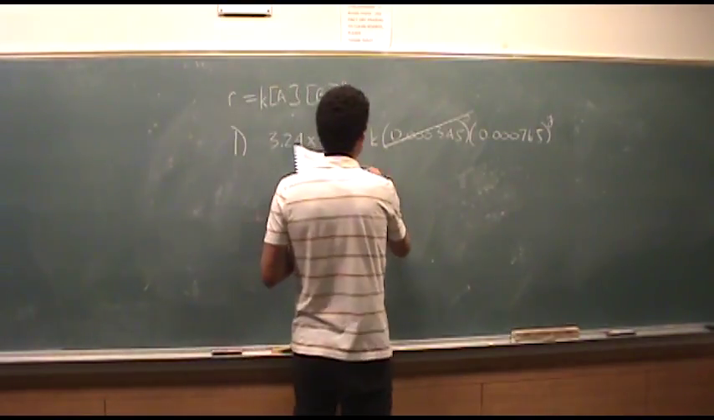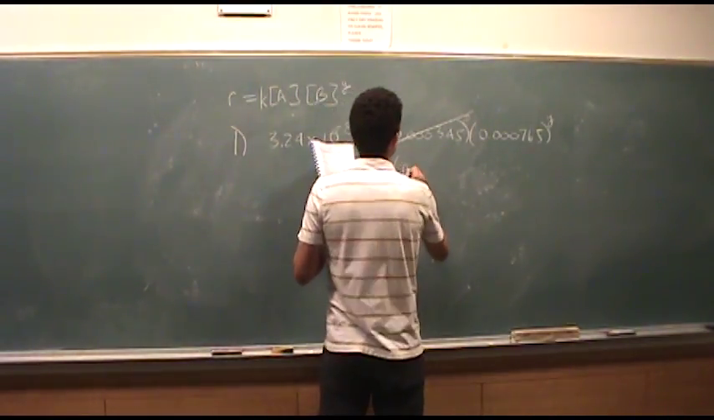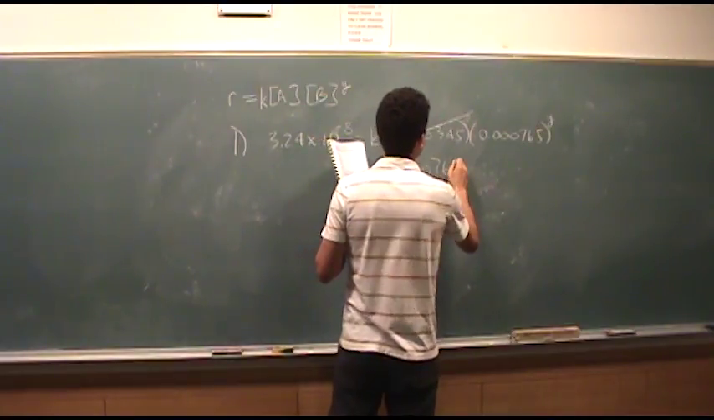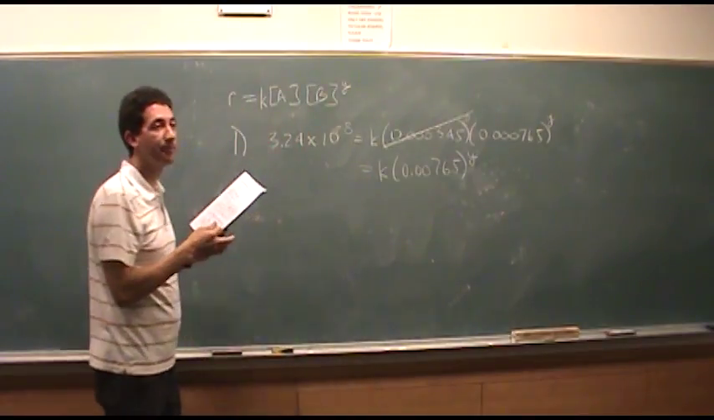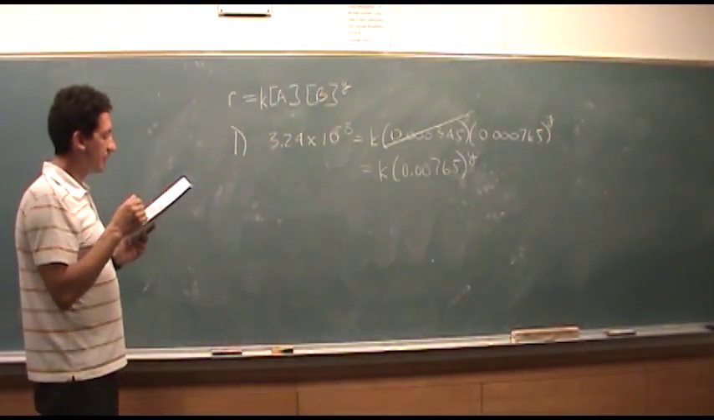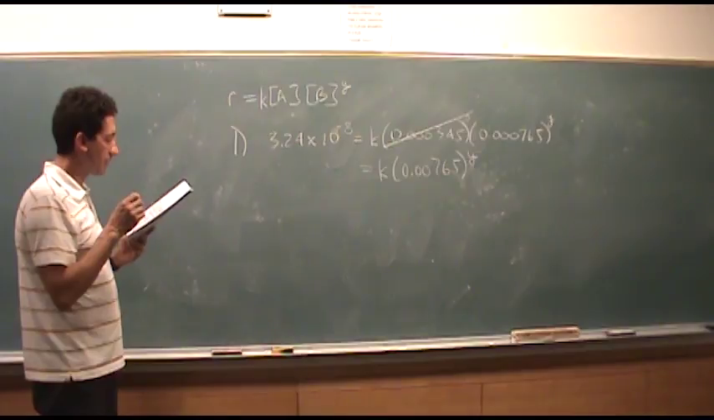Okay, so now we have K times 0.00765 to the Y equals that number. Alright, so that's for trial 1. Let's see what else we could do that for.